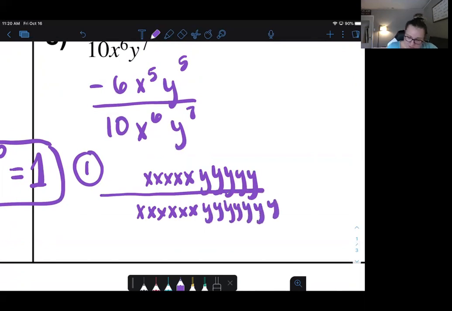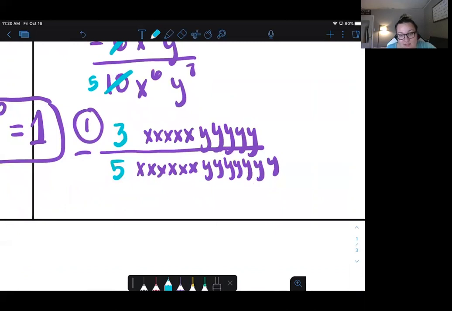Okay. So -6 over 10. Well, a negative divided by a positive is still a negative, so I'm going to keep that negative sign out front. 6 and 10 don't divide into each other perfectly, but they have a common factor. 2 goes into 6 and 10. So what if I reduce by 2? 6 divided by 2 becomes 3. Sorry, 10 divided by 2 becomes 5. So we get 3/5.